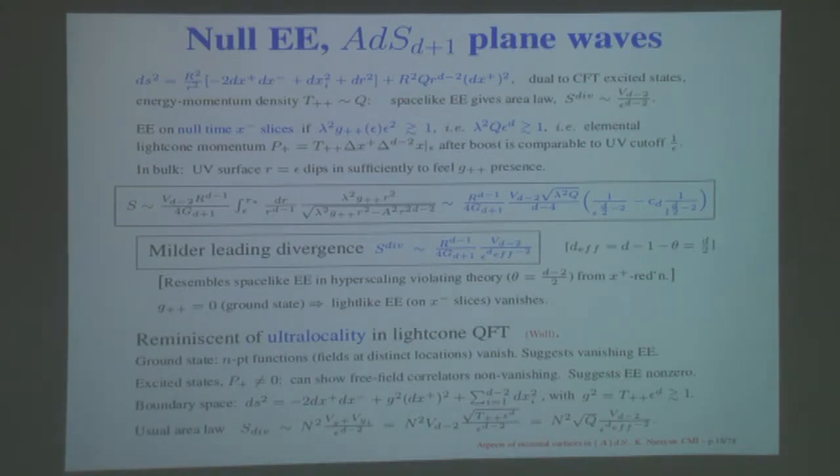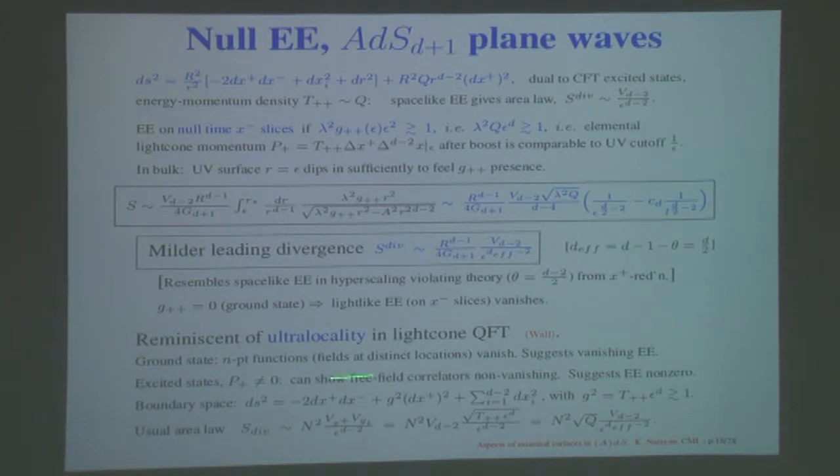The leading divergence is milder, and this whole structure is sort of reminiscent of ultralocality in light cone field theory that Aron Wall had studied not long back. This is a statement in field theory that in the ground state, n-point functions of field operators which are at distinct locations on the null generators are all distinct. So imagine inserting field operators at distinct generators of the null surface. These n-point functions all vanish. This is actually a statement in the interacting theory, but here I'm just hinting at this in the weak coupling, free field limit essentially.